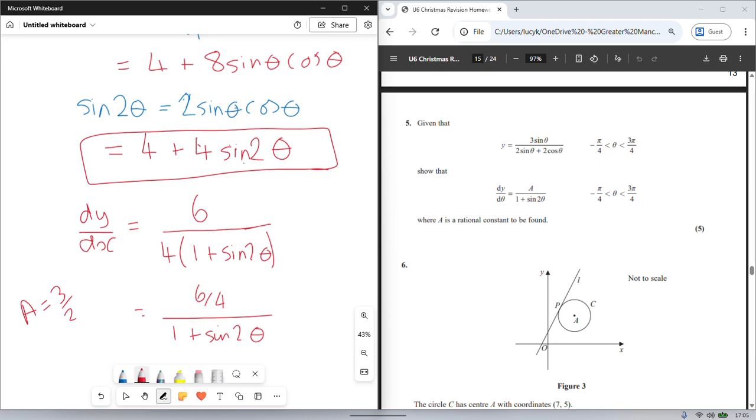So I think the differentiation would be fine. It's just about being able to rearrange trig, and when we're looking at year 13, it's thinking about where could the double angle formula potentially be used, especially if we're seeing a sine 2 theta.